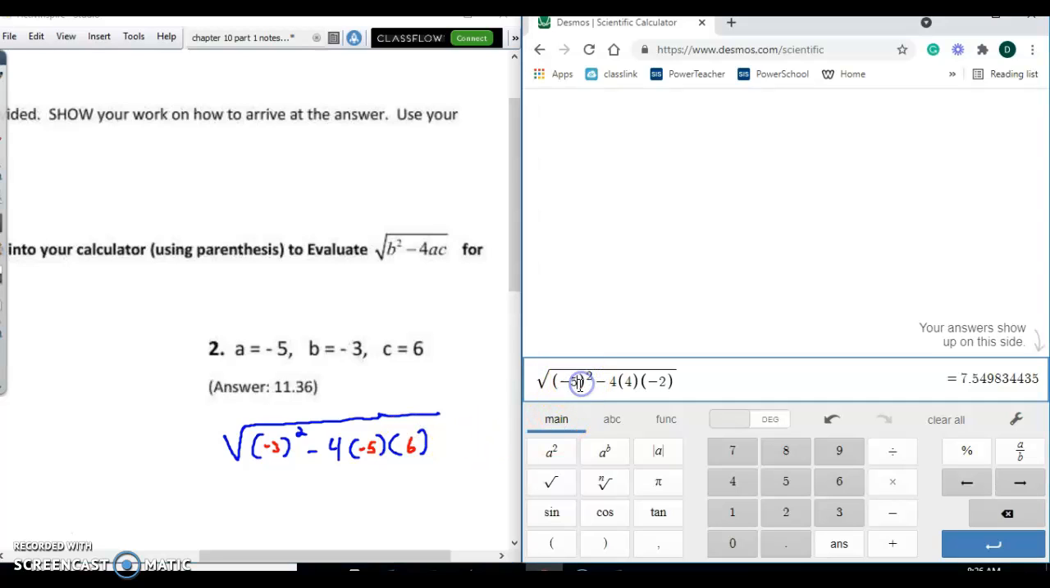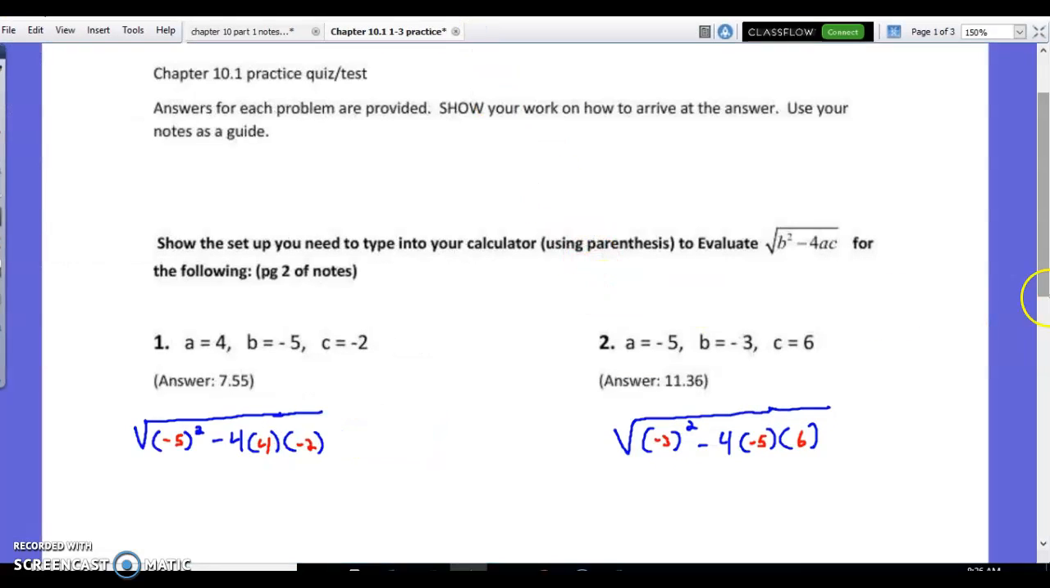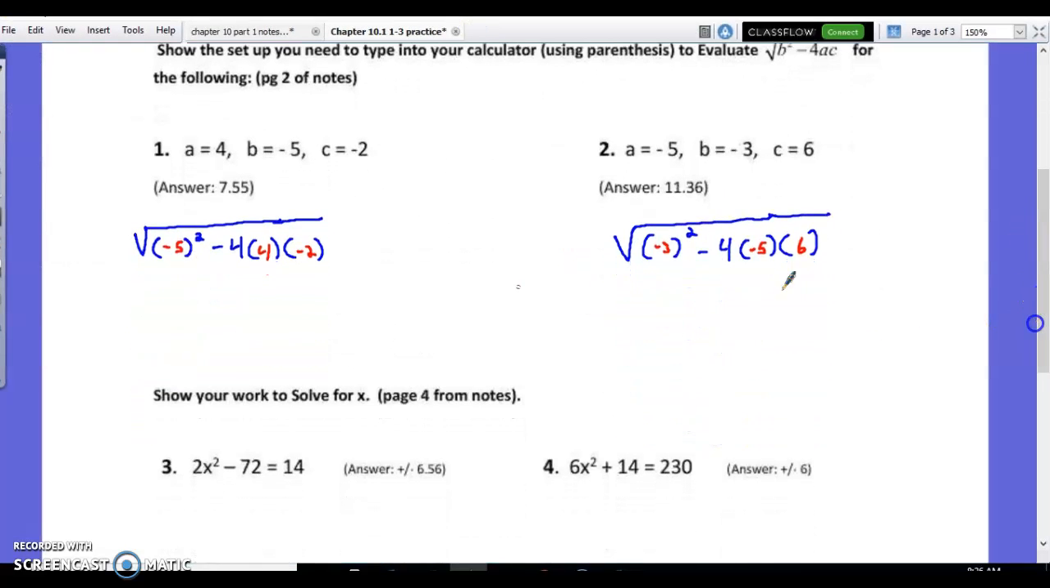So if you have this already up, what I'll do is just back these out and put the new numbers in. So your work is pretty much done for you. So we put a -3 here, put a -5, and we put a 6. So that's our 11.3, rounded to 11.36 right there. All right, so that's how you'll do those first two. This is what I want to see.